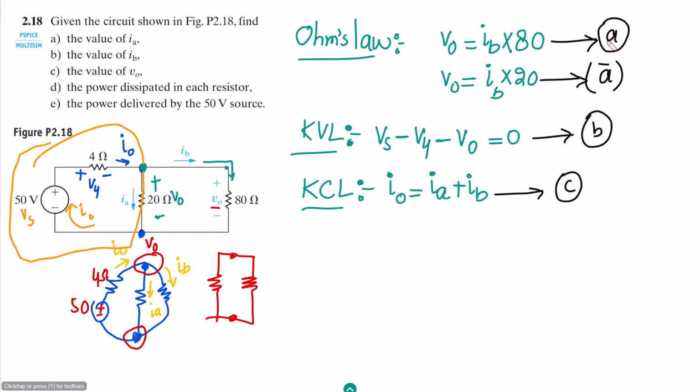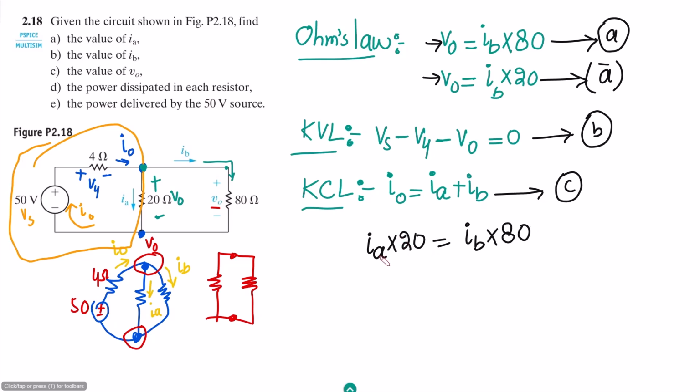Let us compare equation A and A prime, and from it we can very clearly see that the left hand sides of both of them are equal. So that's why IA multiplied by 20 is equal to IB multiplied by 80.